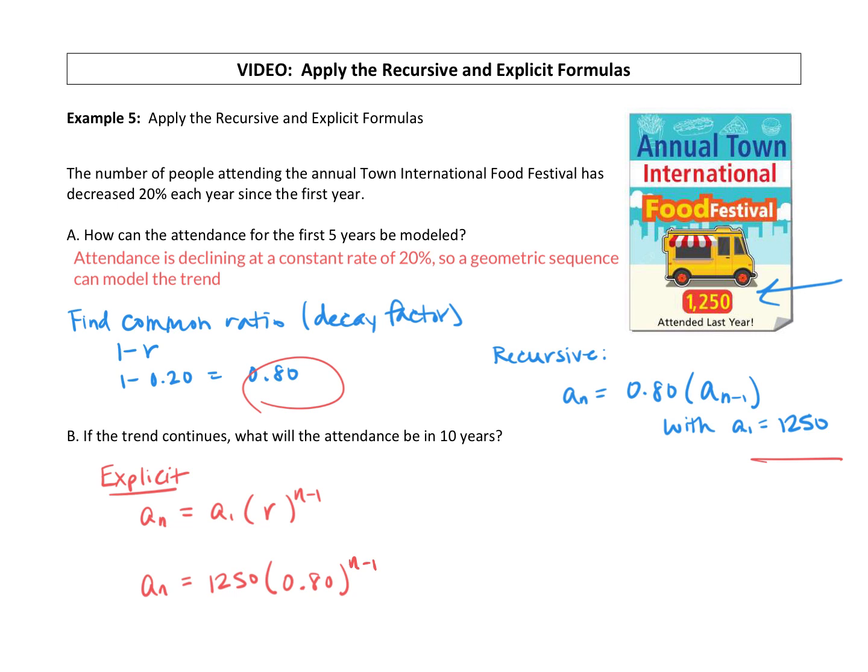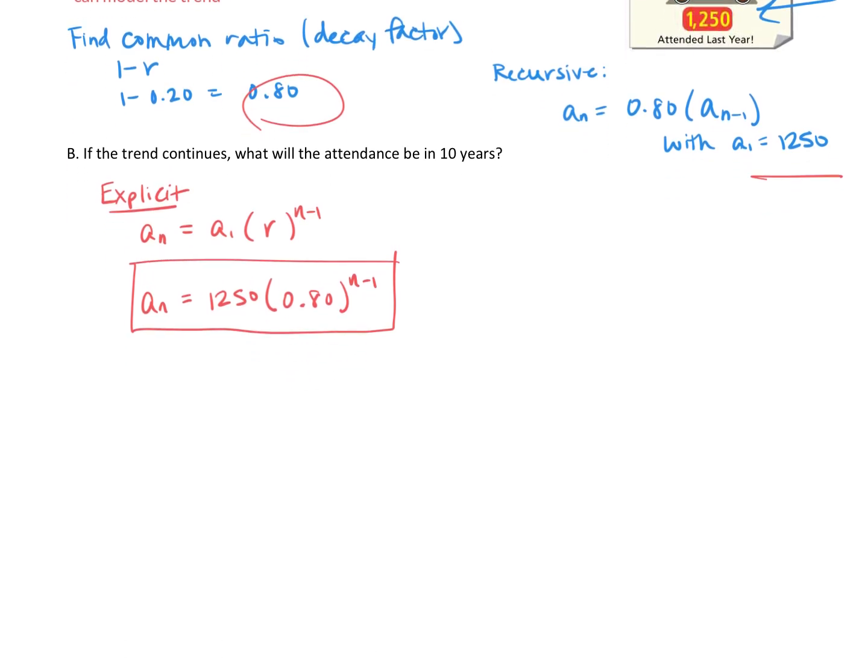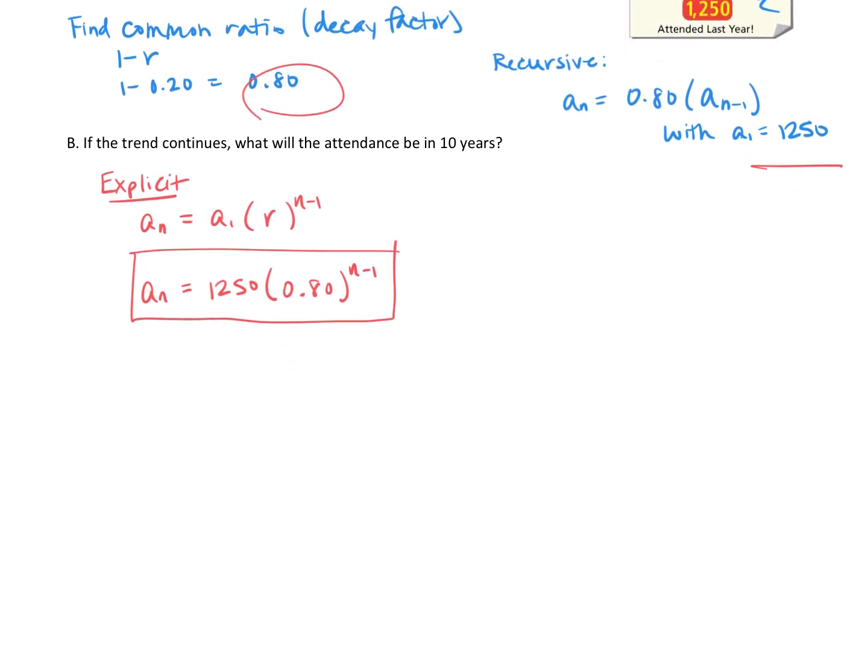Okay, now we can use this formula to answer the question. They said, if the trend continues, what will the attendance be in 10 years? So in 10 years is when n equals 10. So we want to find a sub 10. We're just going to plug in that 1250 times 0.80 raised to the 10 minus 1 power. That 10 minus 1 is 9, so 0.80 raised to the 9th power.